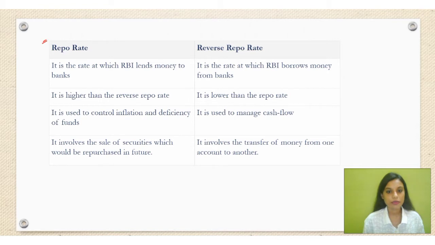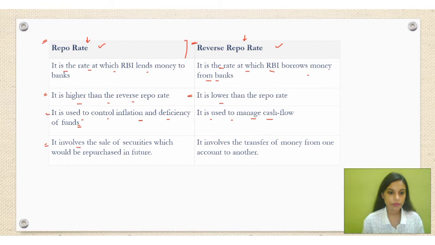Here you see I have given you the difference between repo rate and the reverse repo rate. You can talk about this also. Repo rate is that rate at which the RBI lends money to the banks, and reverse repo rate is that rate at which the RBI borrows the money from the banks. Then you can talk about how it is higher than the reverse repo rate, and reverse repo rate is lower than the repo rate. Repo rate is used to control inflation and deficiency of funds. And under reverse repo rate, you can talk about how it helps to manage the cash flow.